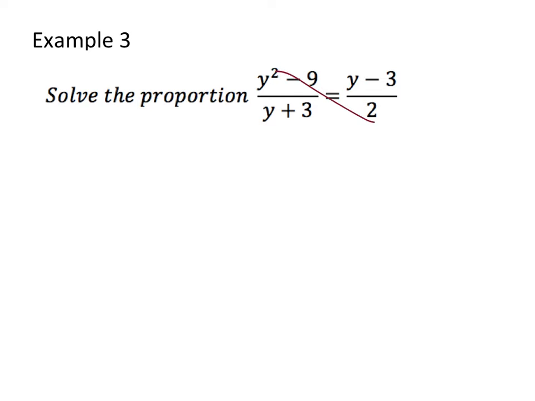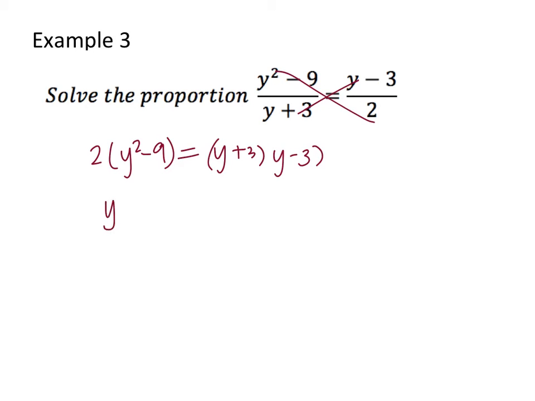You'll do the same thing. 2 times y squared minus 9 is equal to y plus 3 times y minus 3. 2 times y squared minus 9, that's equal to 2y squared minus 18. Here, when you multiply binomials, remember that we have to FOIL.